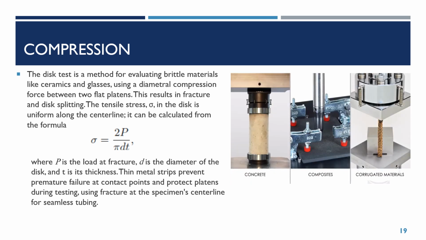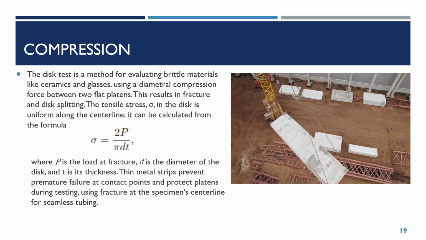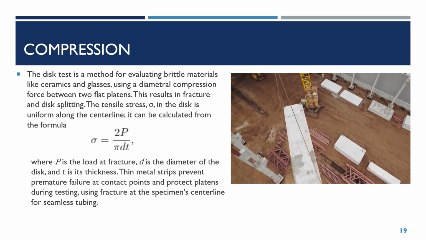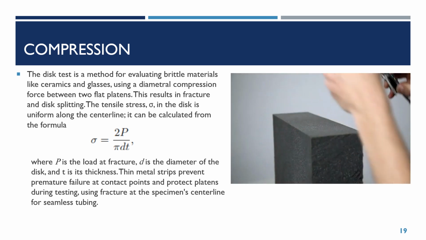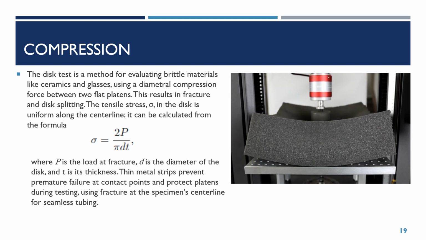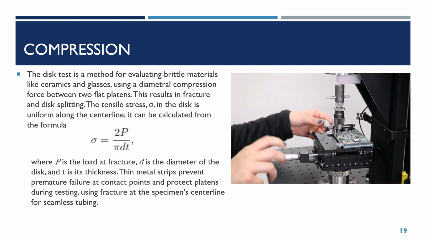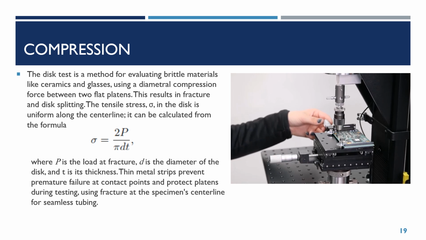Concrete, composites, and corrugated materials such as cardboard are often used in a load-bearing capacity where their integrity under compressive forces is critical. Other materials, such as foam, play a key part in manufacturing consumer goods like mattresses and seat cushions. Compression tests are also performed on components during the manufacturing process.